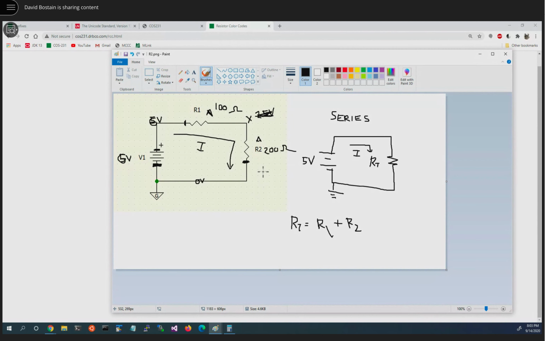Well, here's the spoiler alert. If this is bigger than that, and proportionally this is twice as big as that, wouldn't you expect twice as much to drop there as here? Since 2 plus 1 is 3, wouldn't you expect 2/3 of it to drop across this resistor and 1/3 to drop across that resistor?